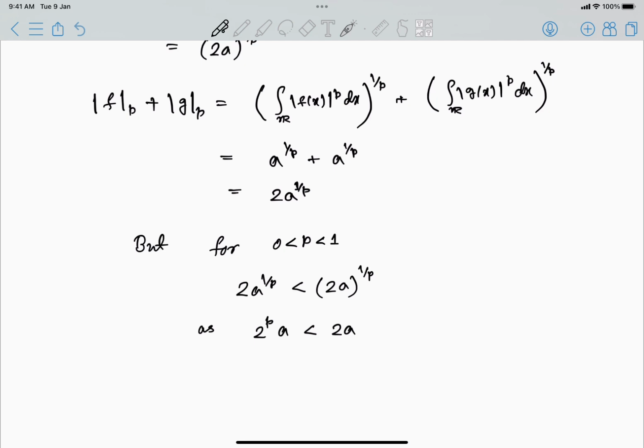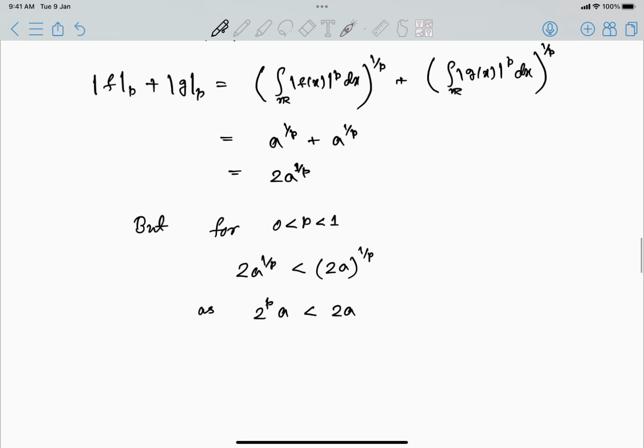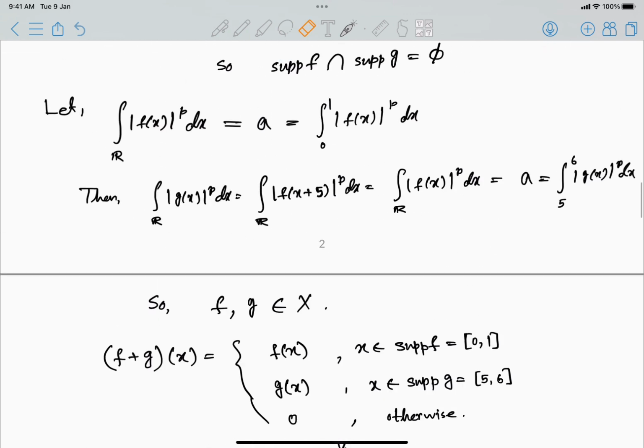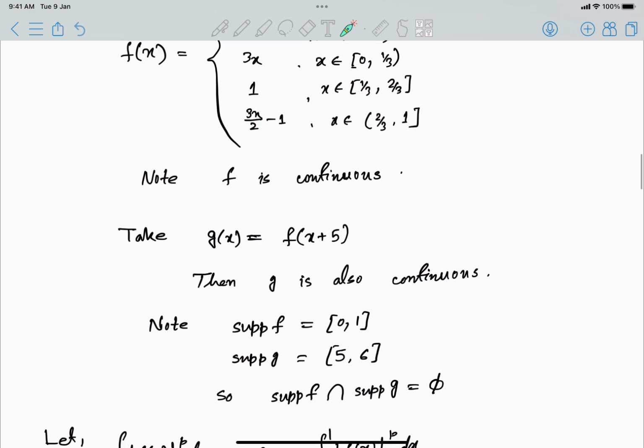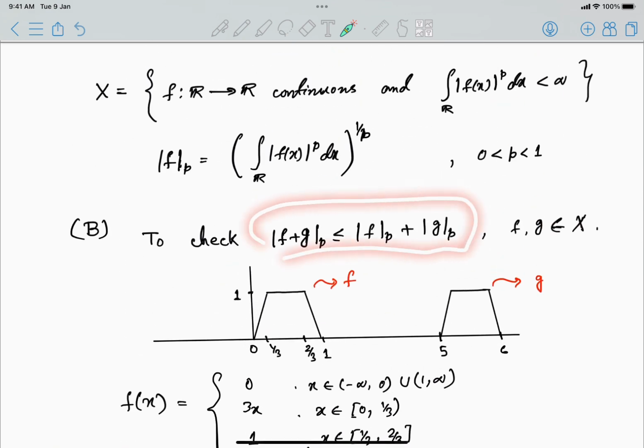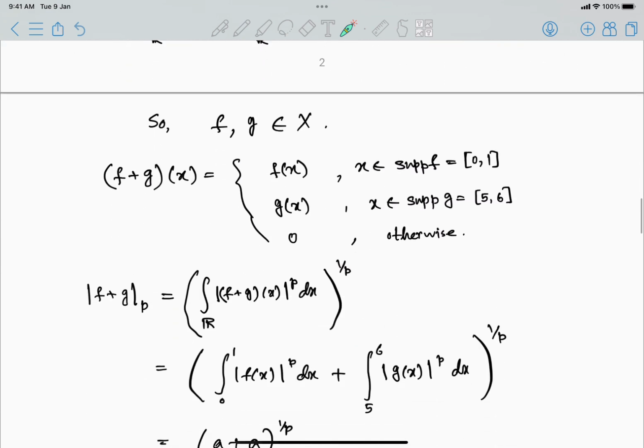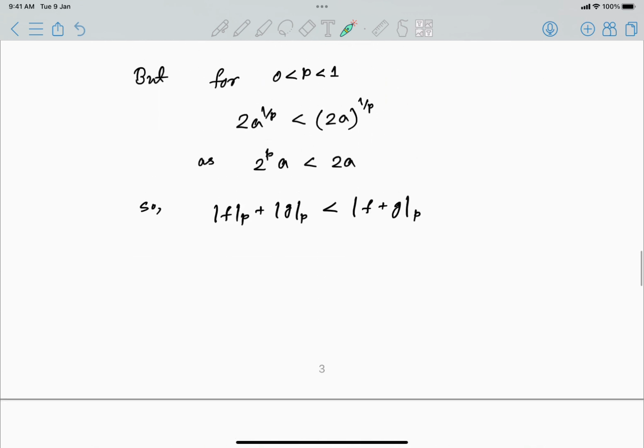So what is 2a to the power 1/p? So ||f||_p plus ||g||_p is strictly less than ||f plus g||_p. So you have got this is true for all f. No, for this f we have got this one. So therefore this is saying that this is not true for all f and g. So option B is false.